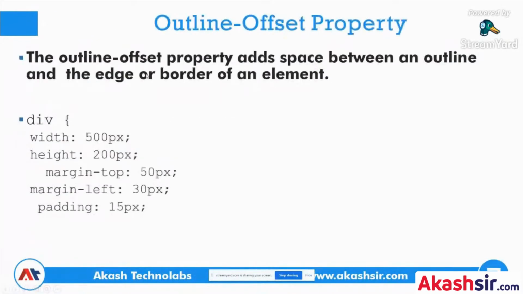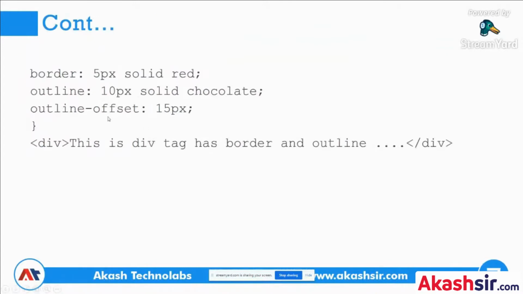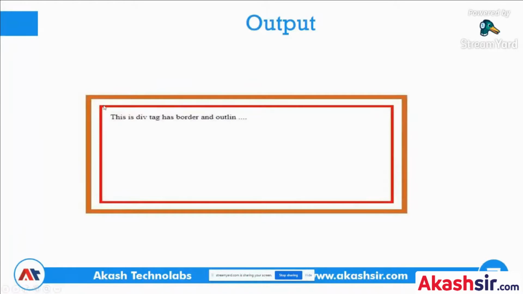Okay. So now outline offset. The outline offset property adds a space between your outline and the edge or border of an element. For example, let's say this is my simple property, that is outline offset, and here you can see this is a space between the border element and your tag.